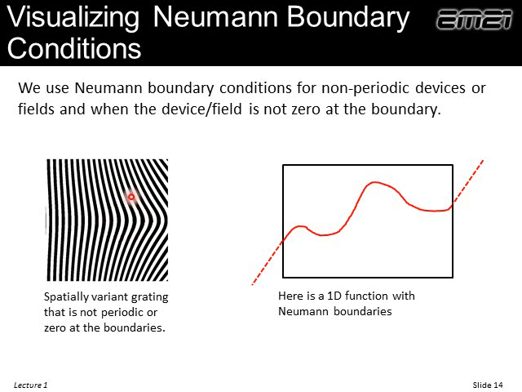So here's an example that we're going to do later this semester when we start spatially varying gratings. Well, this pattern, it doesn't repeat left and right. It doesn't go to zero. It just keeps kind of going off to the edge of the grid. Without using a boundary condition like Neumann, we wouldn't be able to generate geometries like this at all.